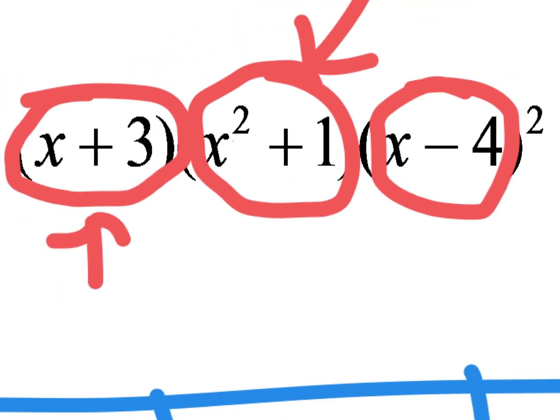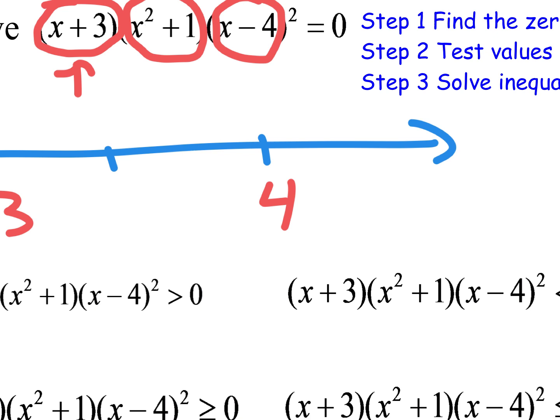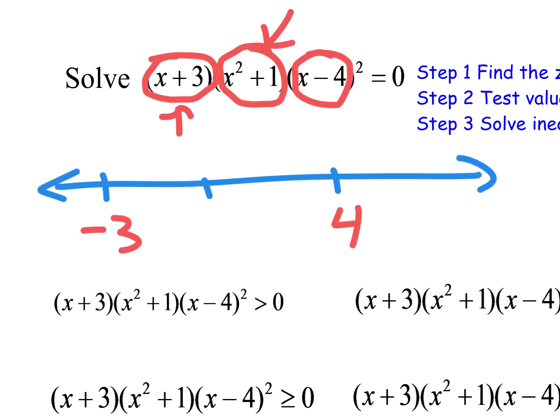That means it's not an x-intercept. And remember, these are graphs. This would not be touching. That spot right there wouldn't be touching at all. It only touches at this spot and this spot. Okay, so now we're going to try 3 and 4 themselves.